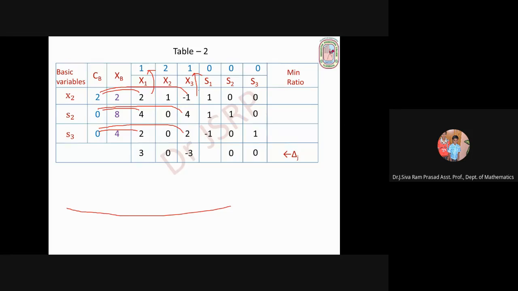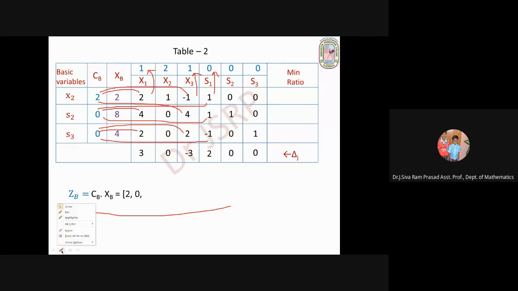Okay. So 2 into 1 plus 0 into 1, 0, plus 0 into minus 1, 0. So 2 minus 0, this value, so 2. Okay, so these are delta J values. Next, calculate objective function value, ZB.